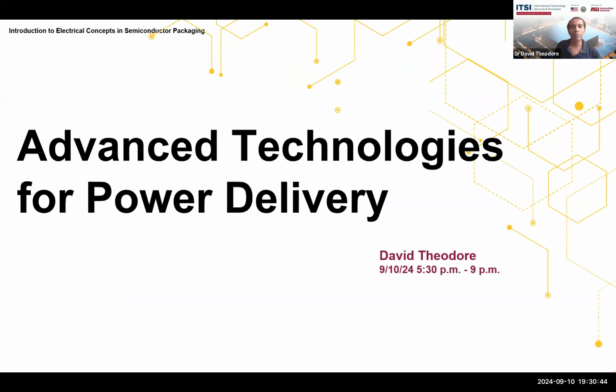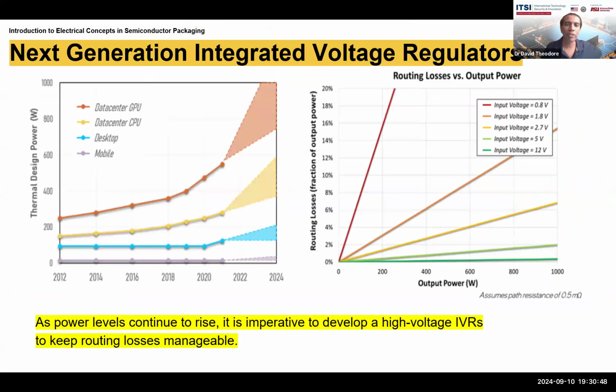Okay, we're now talking about advanced technologies for power delivery. It's an extension of what we previously spoke about. So here we've already seen this slide. The left-hand side, thermal design power versus year, we saw that it's going up significantly. So at the bottom in yellow, as the power levels continue to go up, it's important to deliver high voltage integrated voltage regulators to keep the routing losses manageable.